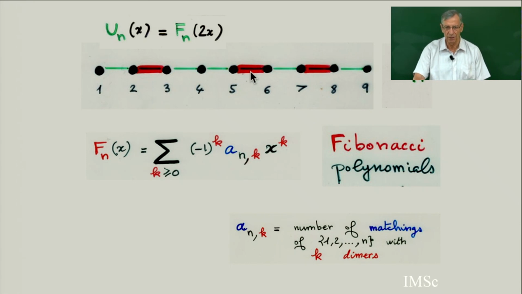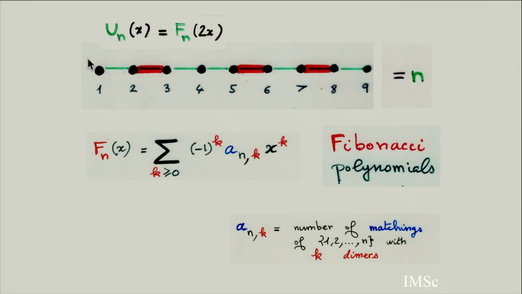And matching means you are putting some edges on this graph, and the edges are 2 by 2 disjoint. So how many ways can you put, on a segment of length n, k edges that are 2 by 2 disjoint? This gives you a polynomial, which is exactly the Fibonacci polynomial. And this Fibonacci polynomial, if you replace x by 2x, gives you the Chebyshev polynomial. So this is very classical. We have done this 2 years ago in the course introducing generating function and combinatorics.